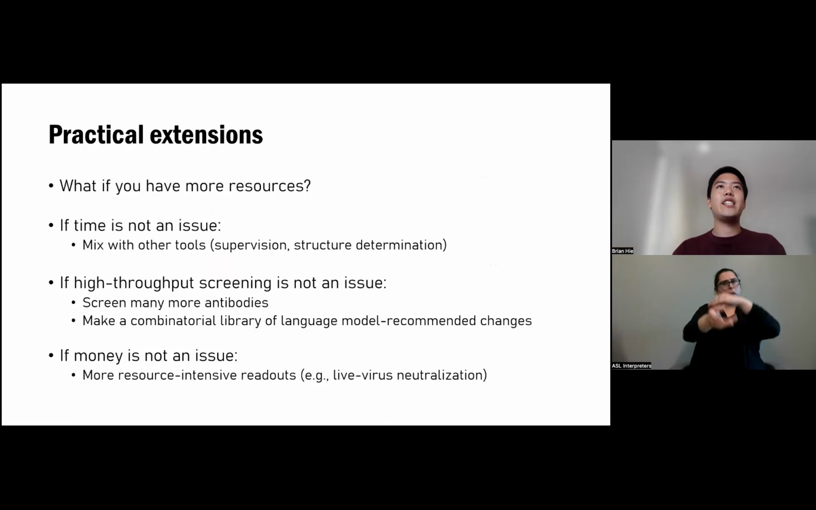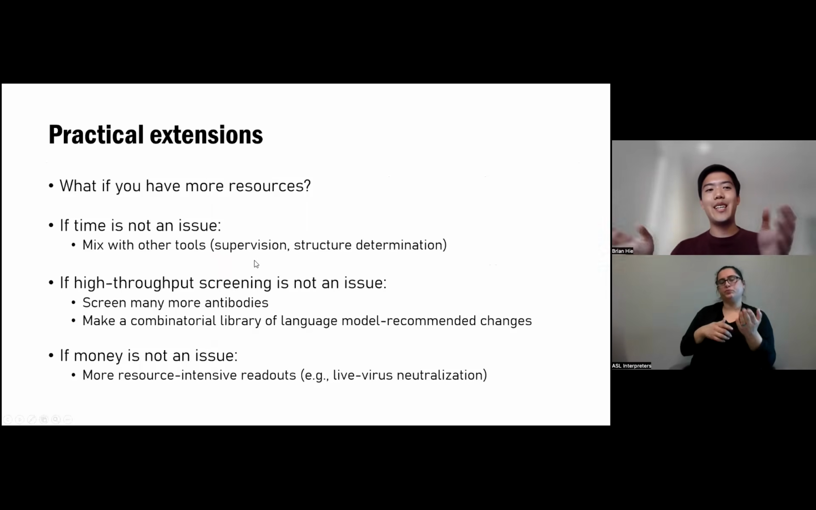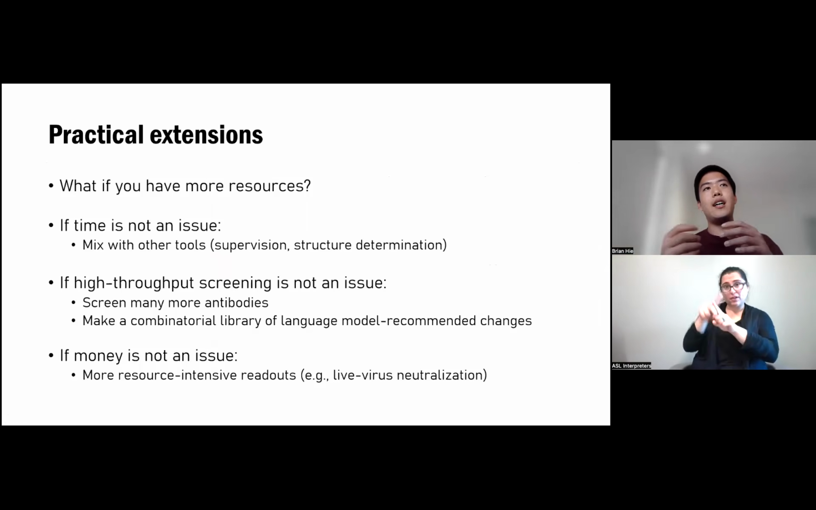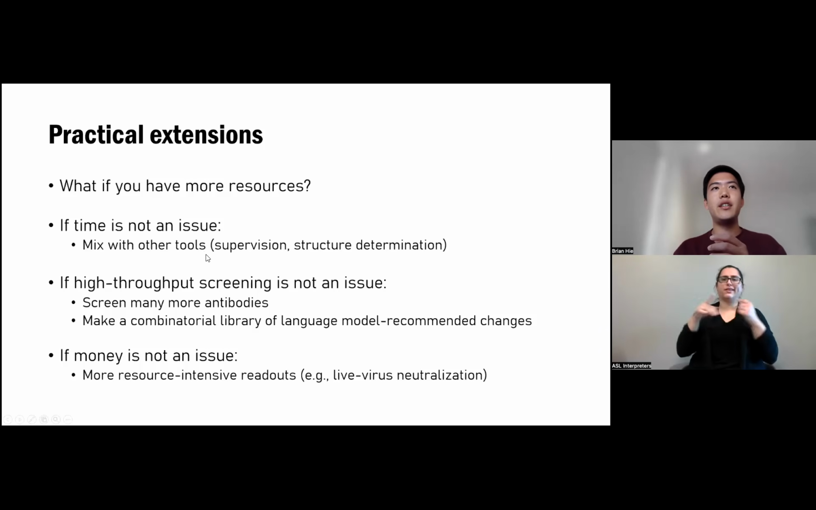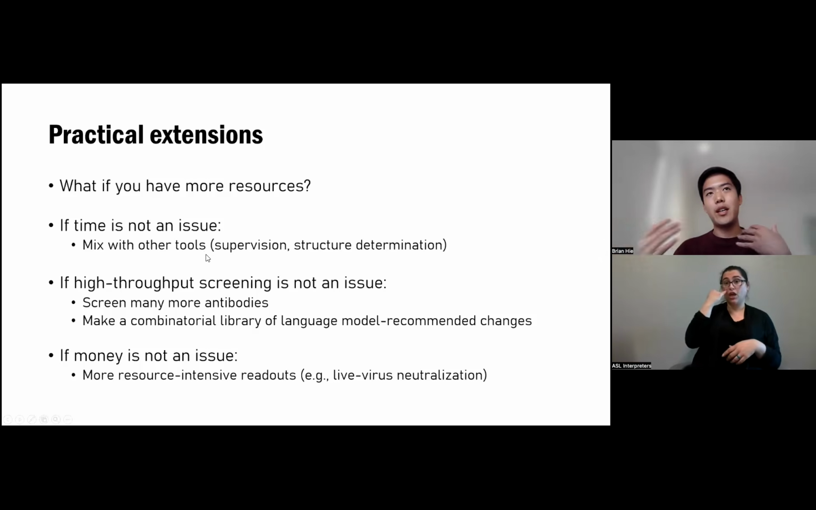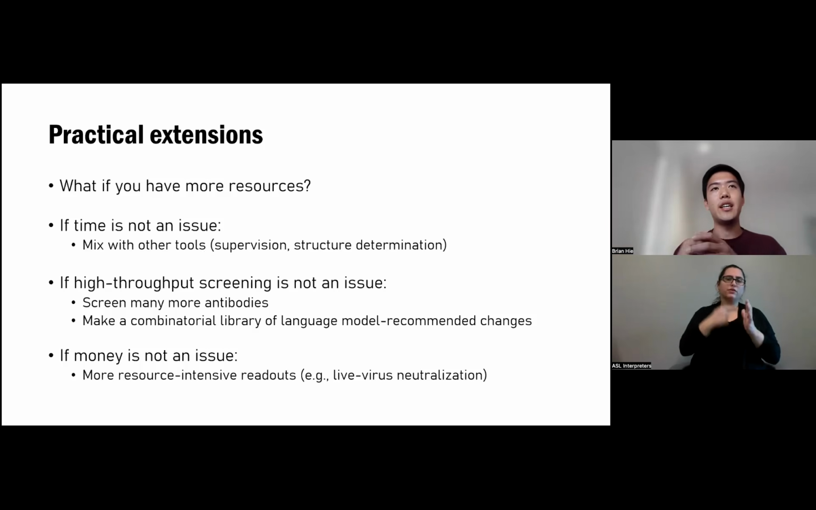We've also been getting questions about what happens if you do have more resources that you would want to spend on affinity maturation or on evolution, and so this technique can be used as a tool alongside a lot of other technologies. So if time is not an issue, you can definitely mix this with other approaches. You can supervise a model with additional rounds of directed evolution, potentially from that initial zero shot or that initial language model recommended set.